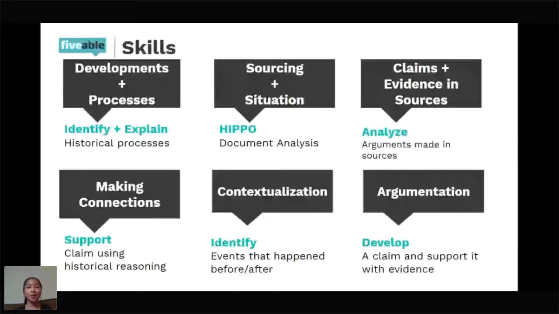And then we have contextualization, which is identifying events that happened before or after the topic and understanding how they shaped the event. So claims and evidence and sources. A lot of documents have authors who make a point in their quote. So being able to find that point, being able to understand that point, and then being able to write off of that point is also a very important skill. And then argumentation. So after you see those documents, being able to develop a claim of your own and being able to back it up with all the evidence in the documents.